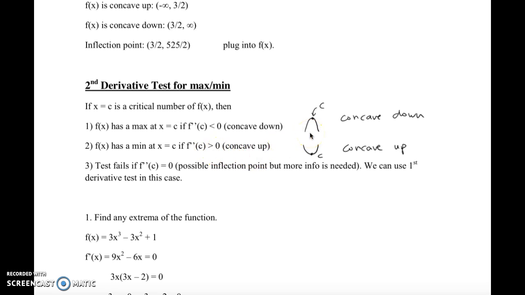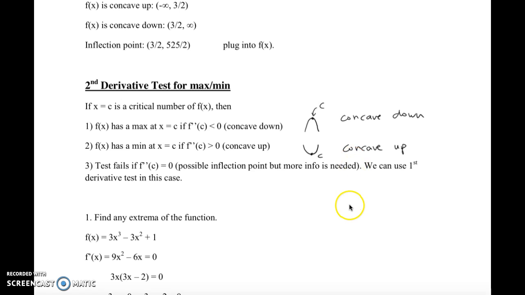And here's some visuals for you. Here what we have is a second derivative, the y value at some x value c, that is less than 0, which means it's negative. It's concave down, so it's coming up here. And the opposite if it's concave up.